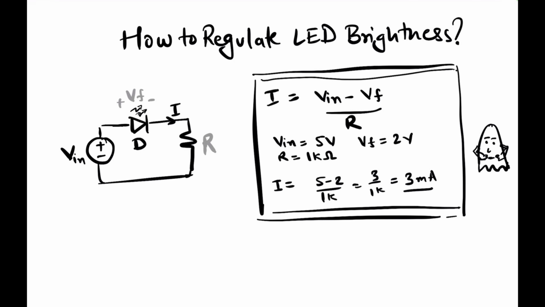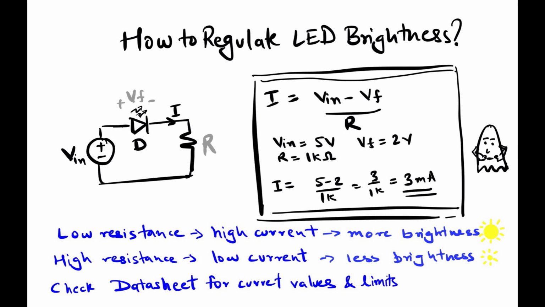By choosing different values of resistors, different currents in the circuit can be achieved. A lower resistance means a higher current and a brighter LED. A higher resistance means a lower current and a less bright LED.